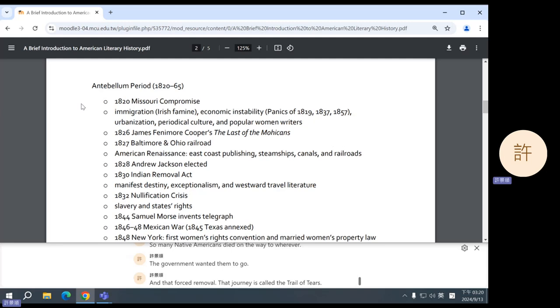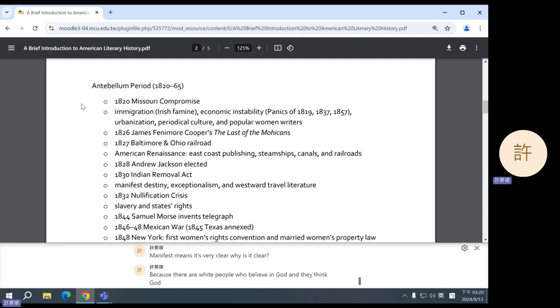Why did Jackson believe this? He believed in an ideology called manifest destiny. Manifest means it's very clear. Why is it clear? Because there are white people who believe in God. And they think, God put us here in this place so that we could have control of and take care of this continent. Otherwise, we would not be here. So manifest destiny said that we have the right to take control over the entire continent. It all belongs to us.